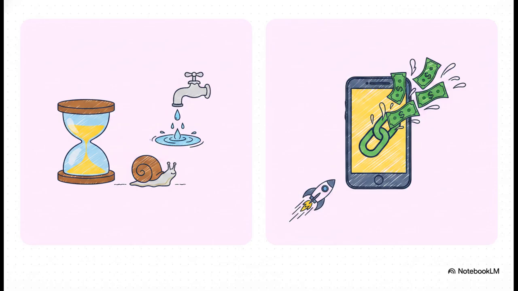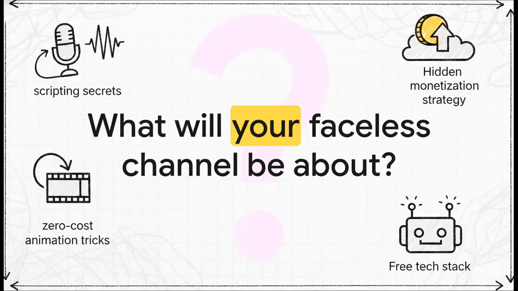Think about it. If you make just one $44 sale a day, that is immediate cash flow. This is how you exponentially accelerate your path to hitting that goal of $10,000 a month. And that brings us to the end of our breakdown.